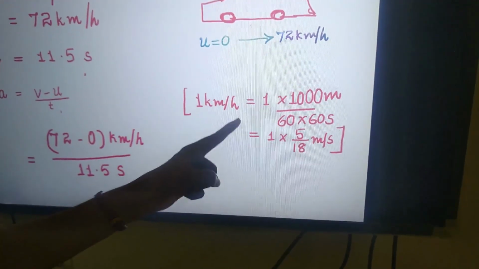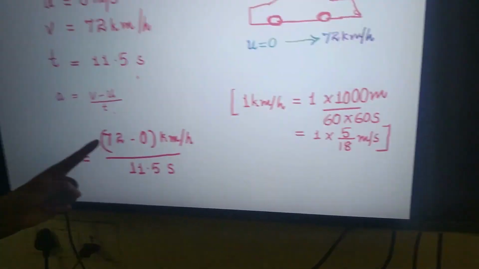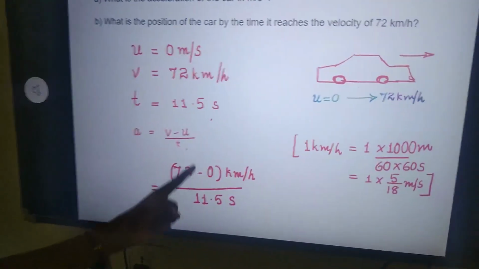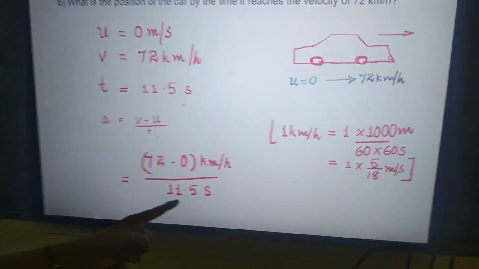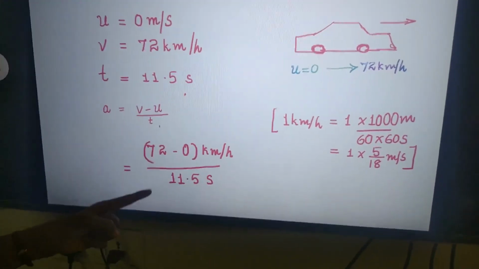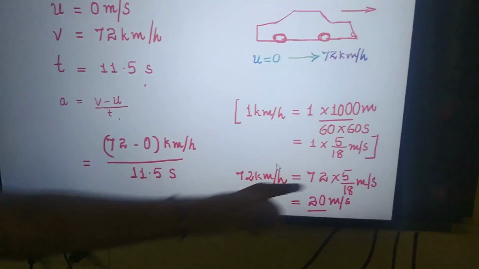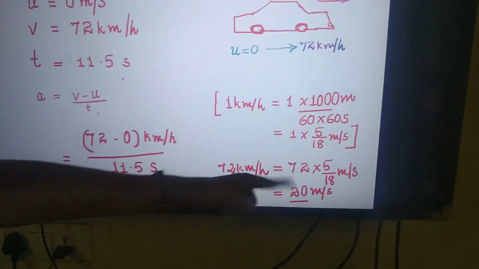Similarly, if it is 5 kilometer per hour, what will you write? 5 into 5 by 18 meter per second. Same way here, when you subtract, you get 72 kilometer per hour. So how can you do the conversion? 72 into 5 by 18 meter per second. In the denominator, if you see, it is already in the SI unit, that is in second. So let us see the next step. This is the conversion here, 72 into 5 by 18. The answer comes 20. You simplify this, you will get it.